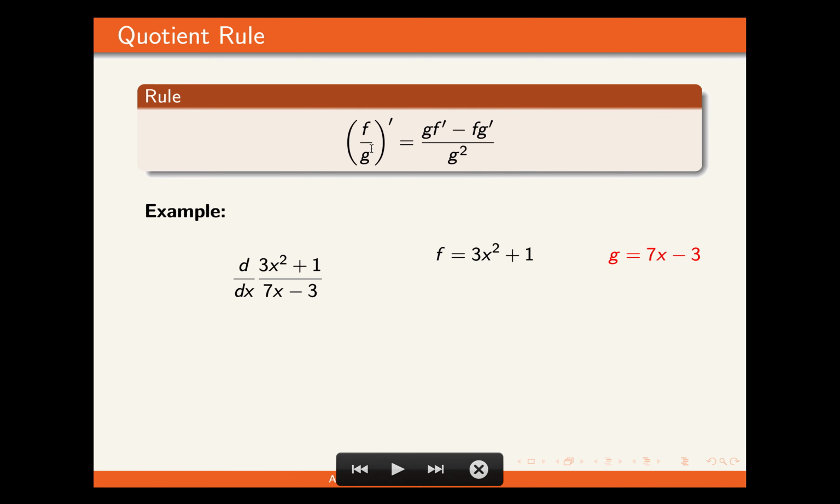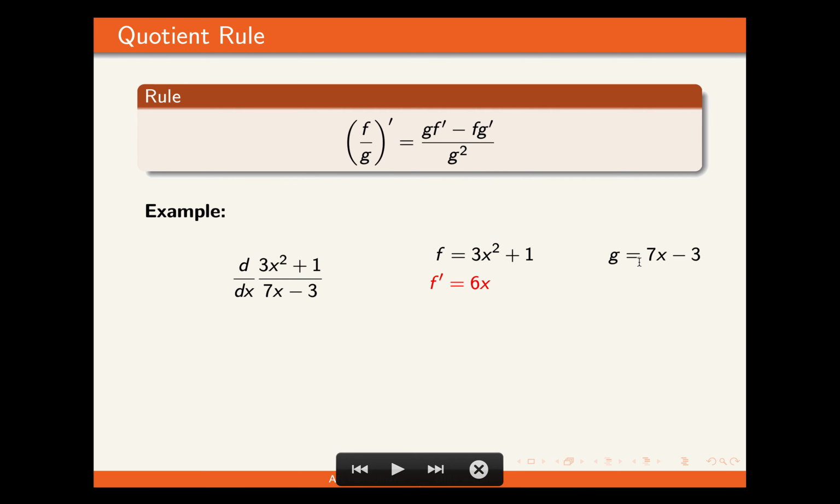So we can see now, when we assume what is f and what is g in this formula, we also need to know what is f prime and what is g prime. That means find the derivative of f and the derivative of g. So what is the derivative of f? What is the derivative of 3x squared? 6x, right? What is the derivative of 1? 0. But 6x plus 0 will be 6x. So the derivative of 3x squared plus 1 will be 6x.